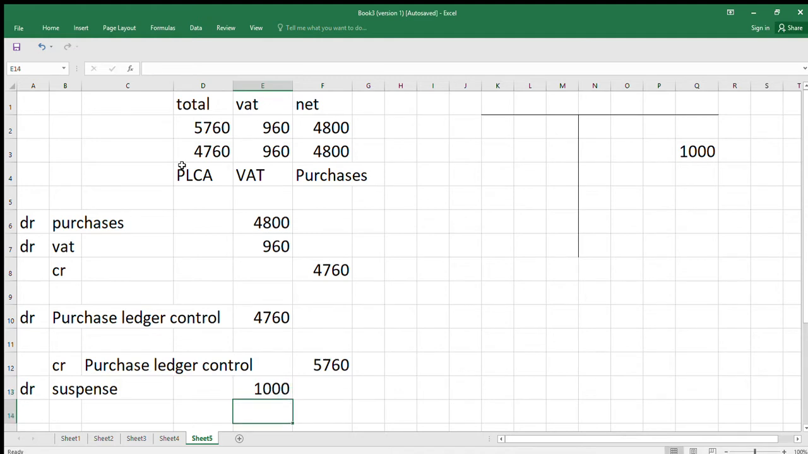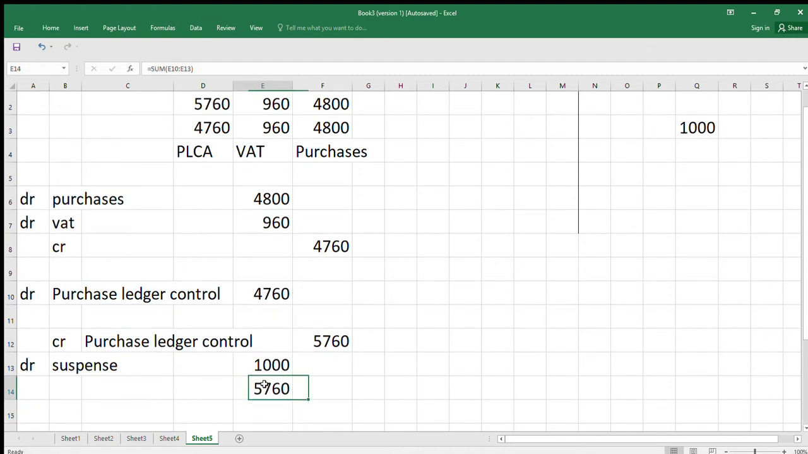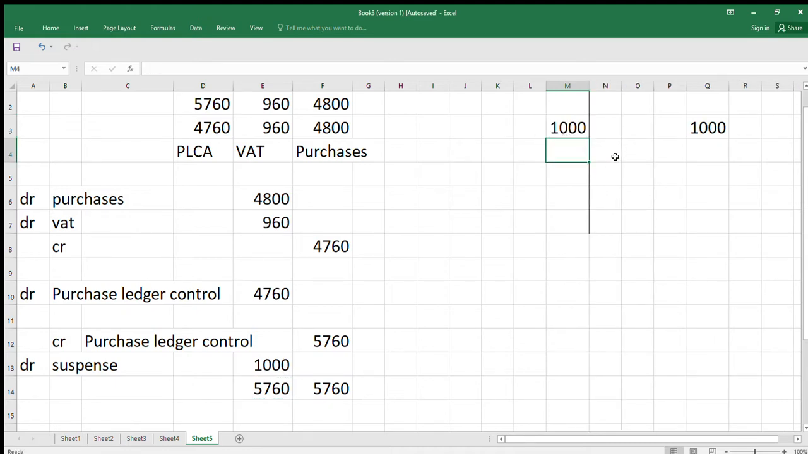$1,000. And just to show you how that's going to work as my journal, that is what the whole journal would look like. There you go, they both add up. And my suspense account will go over here. That's how it would work there, and that would go back to 0. Right, okay, so that is that answer there.